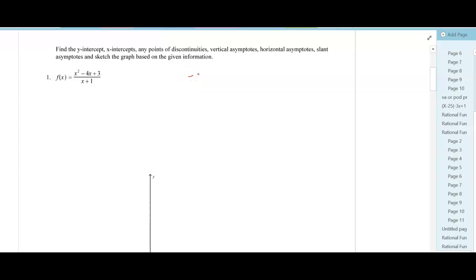So you could use long division or synthetic. I'm going to use synthetic division in this particular problem. So I'm going to set it up as the following. And then in the synthetic division, we're going to drop the 1, multiply, add, multiply, and we get the following. So this means y is equal to 1x minus 5 plus 8 over x plus 1.